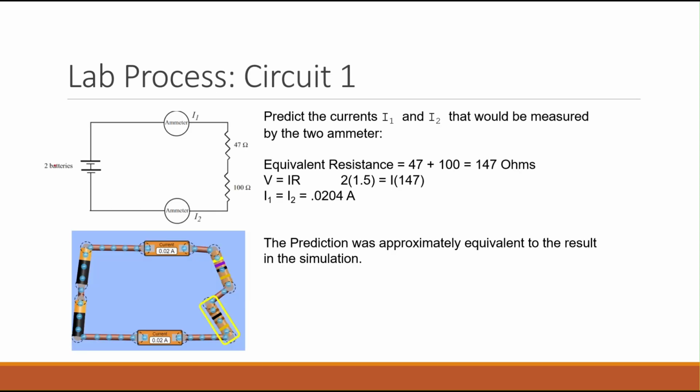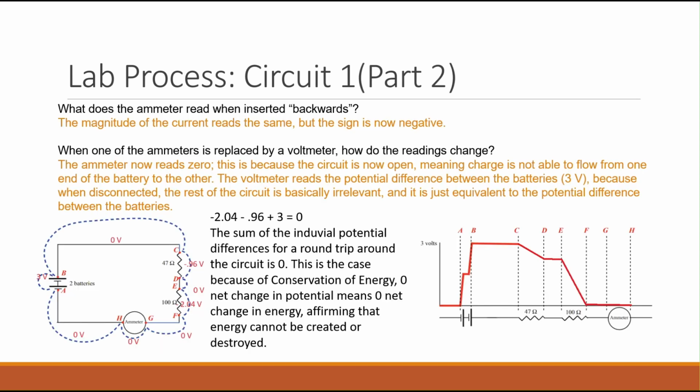First, we are given this circuit and asked to predict the currents I1 and I2. We calculate those to be 0.02 amperes. Putting that into the simulation shows that it was approximately the same as what we predicted. What does the ammeter read when inserted backwards? Well, the magnitude of the current is the same, but because it's inserted backwards, the sign is now negative.